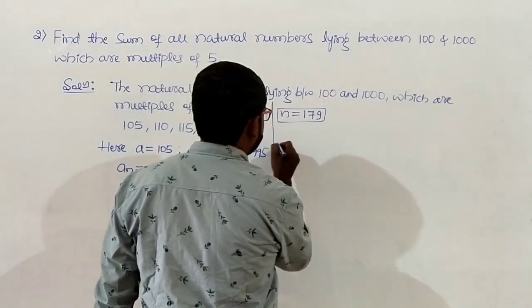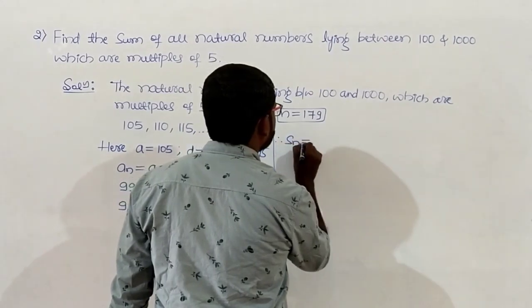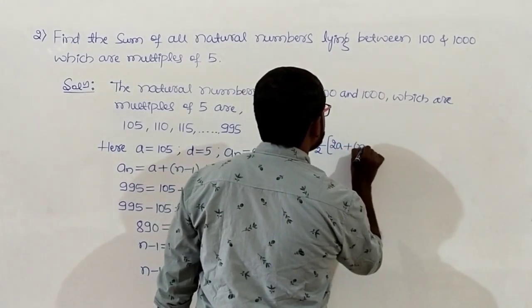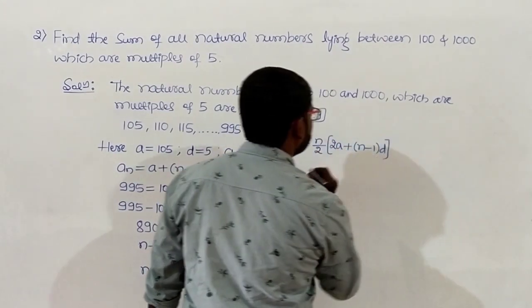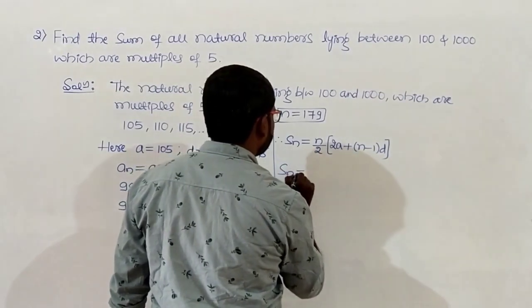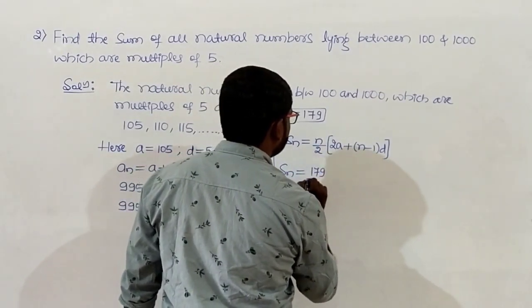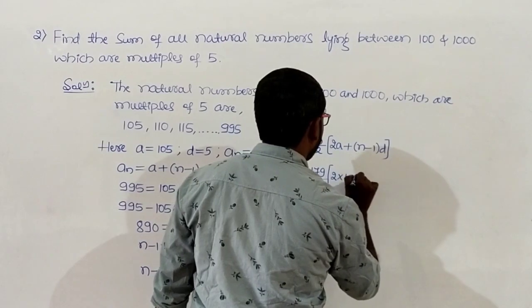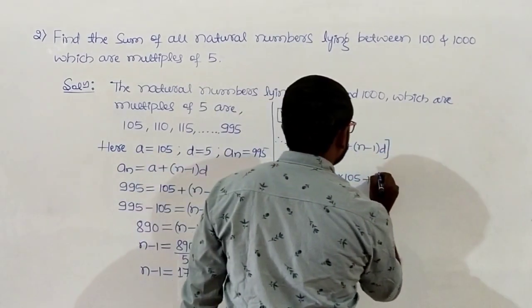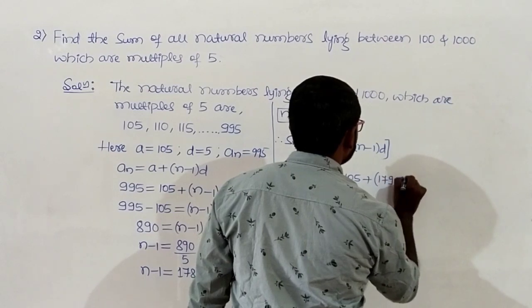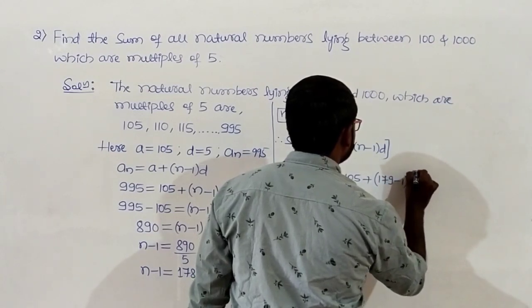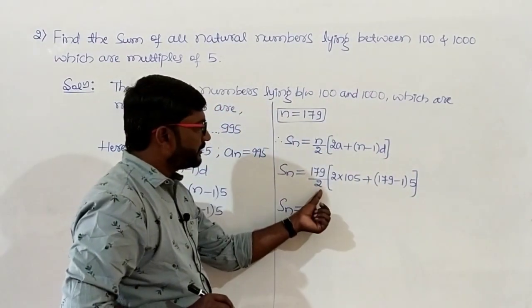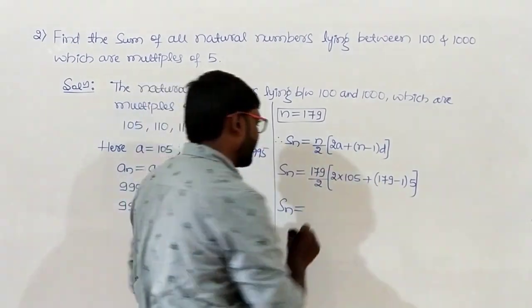Now we should go for Sn. Therefore Sn is equal to n by 2 into 2a plus n minus 1 into d. So now Sn is equal to, what is n? It is 179 divided by 2, then into the bracket 2 into 105 plus n minus 1, that is 179 minus 1, into d, and d is 5. First we'll simplify this and later we'll take 2 inside.